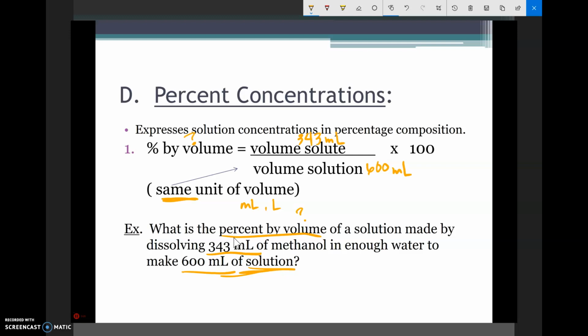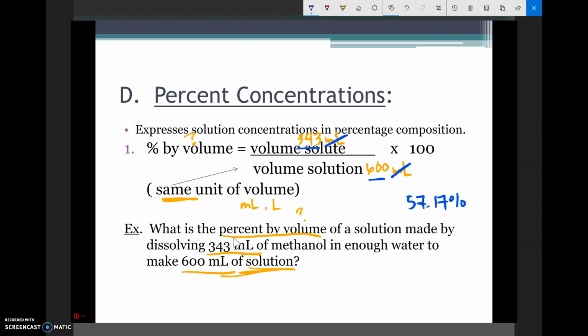Okay, before we go ahead and solve, make sure that we have the same units. If not, you need to convert one or the other. But on this one, we actually do have the same. They're both in milliliters, so we can cancel that out. And now all we have to do is plug it in. So 343 divided by 600 and then times 100 is going to equal 57.17%.